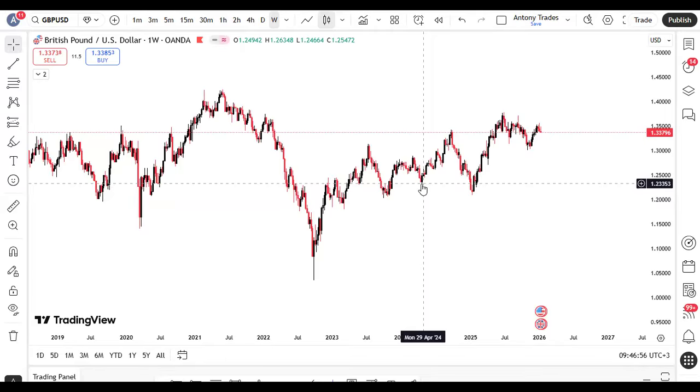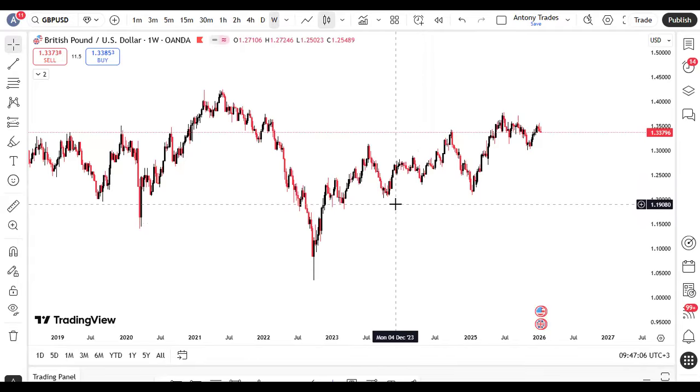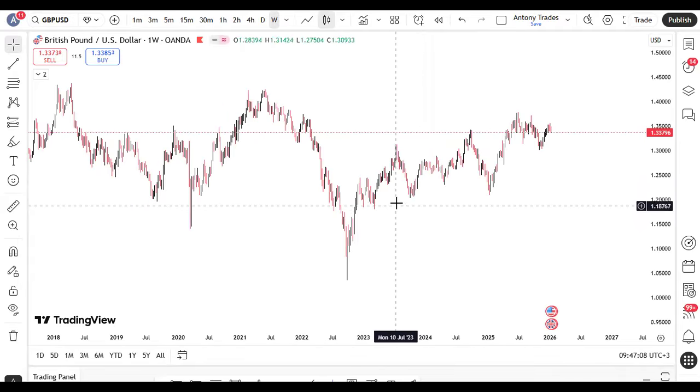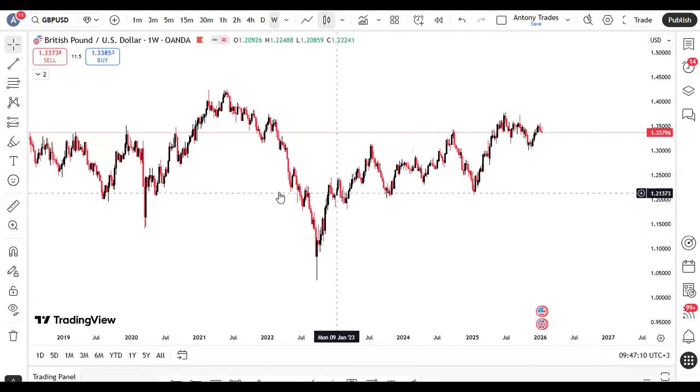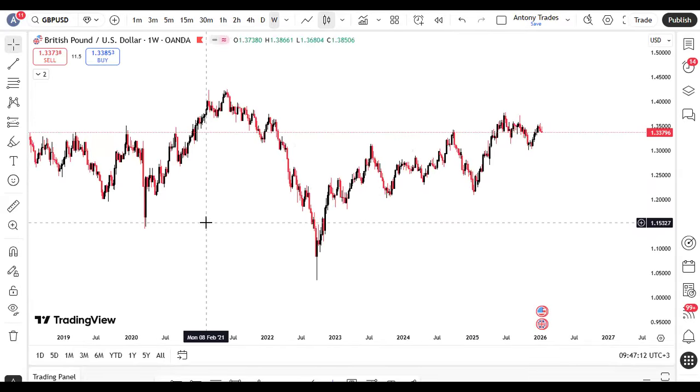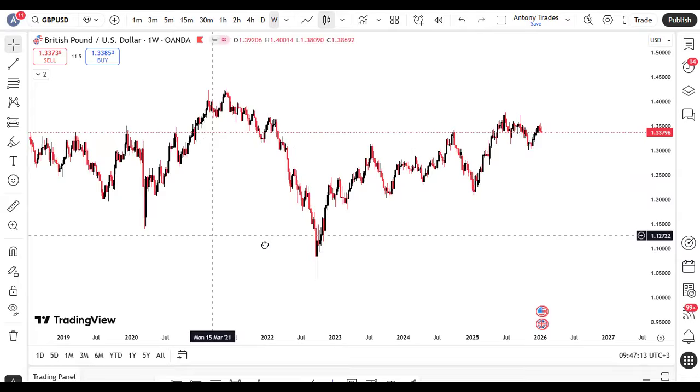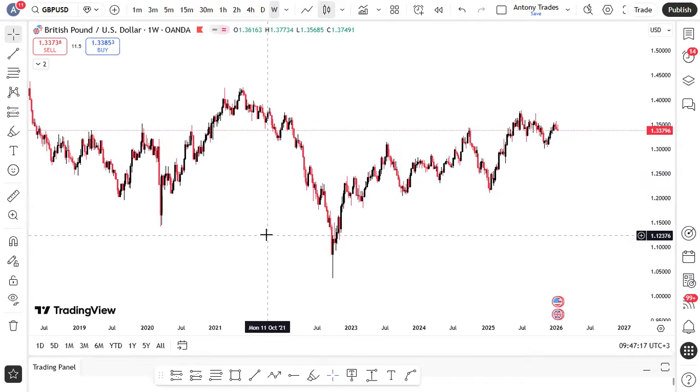It's been a while since we did our last top-down analysis, and I think our last top-down analysis was last year, and this is a new year. So I'm back on the charts now. Without wasting time, let's get started. Our first pair that we are going to analyze today is GBP USD.